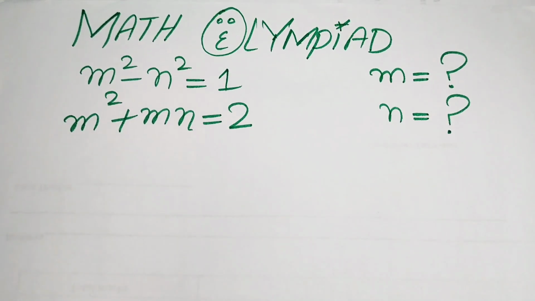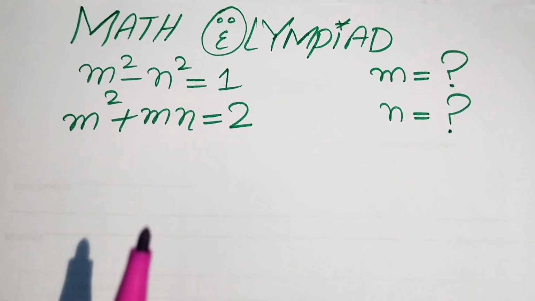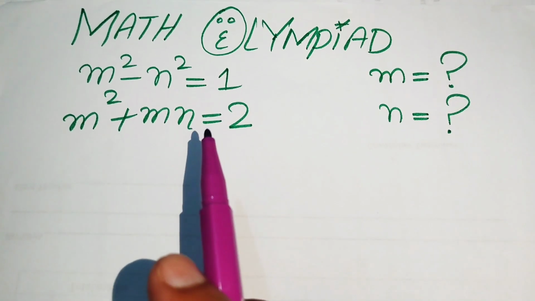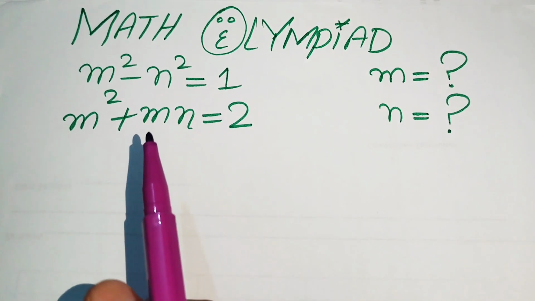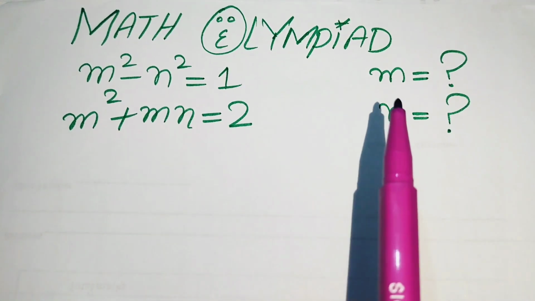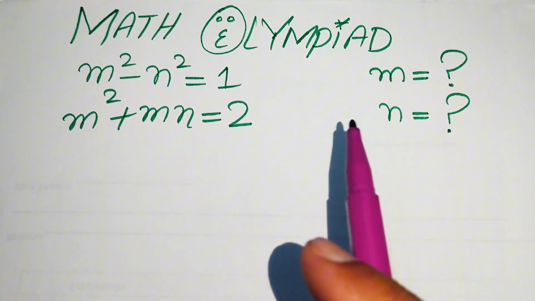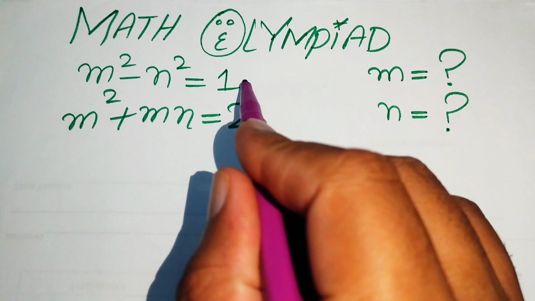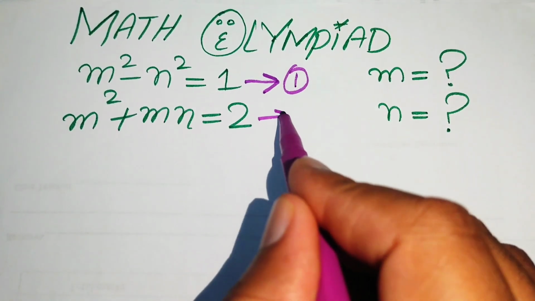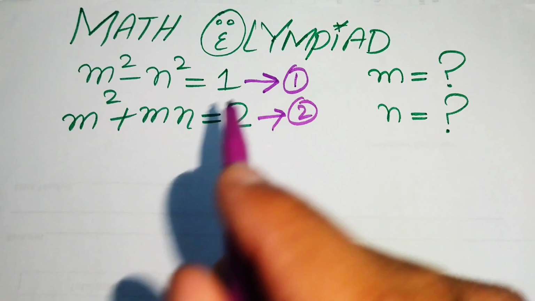Hello everyone, welcome to solve this math Olympiad algebra problem. Here we have m square minus n square equals to 1 and m square plus m into n equals to 2, and we solve this problem for the values of m and n. So here the very first step we are going to do is we call this our equation number 1 and we call this our equation number 2.